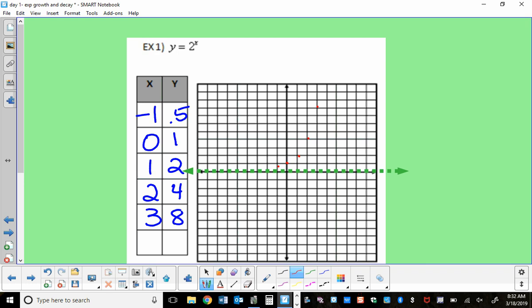All right, those are my points. Your points won't be perfect, especially if there's decimals. But if it's 0.5, I would just estimate like this in between those two numbers. Once you have your points, connect them as best you can. And remember, you're not crossing the asymptote. So you get really, really close to the asymptote, but you don't touch it.